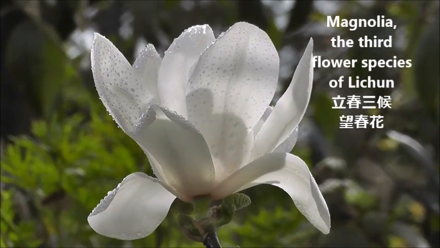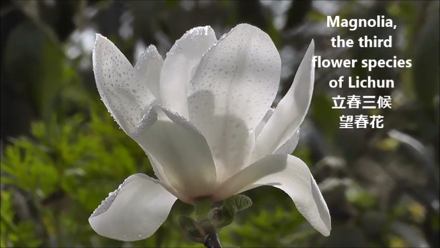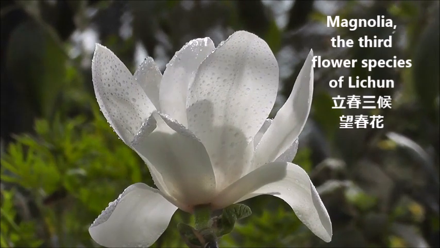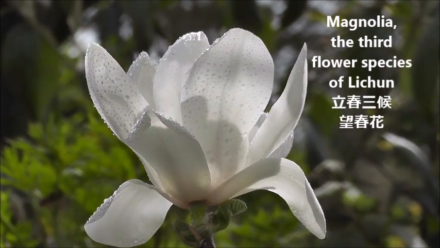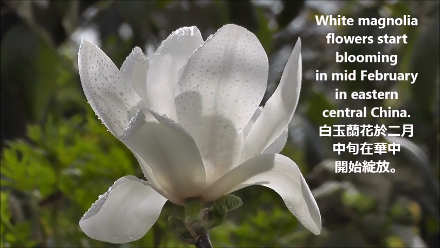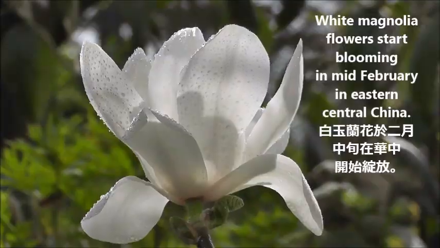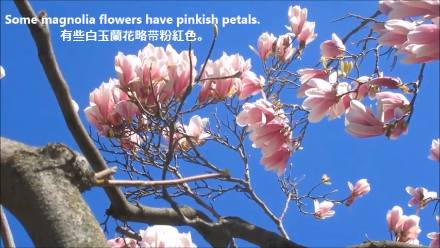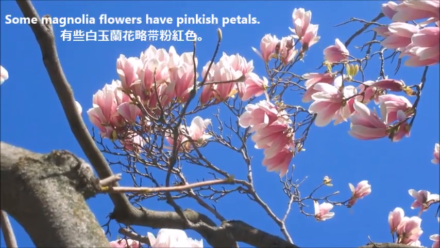The third flower species that embellishes the first solar term of spring is Magnolia. White magnolia flowers start blooming in mid-February in eastern central China. Some of them have pinkish petals. They all look adorable.